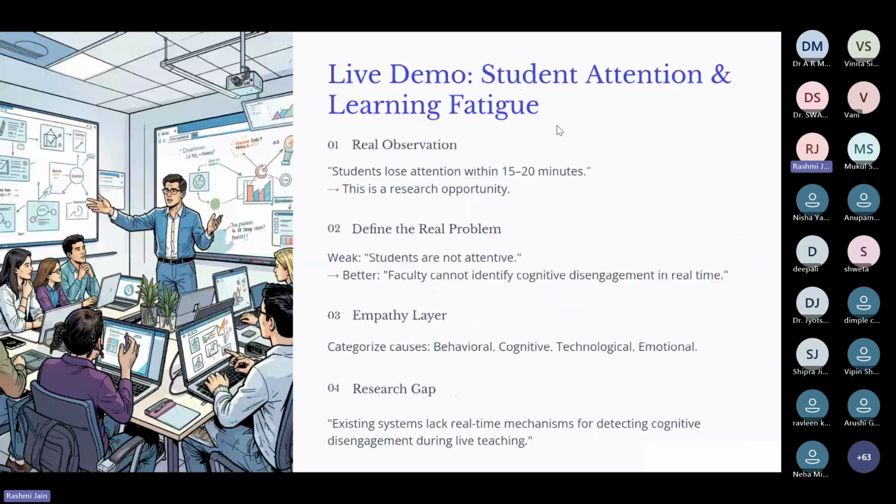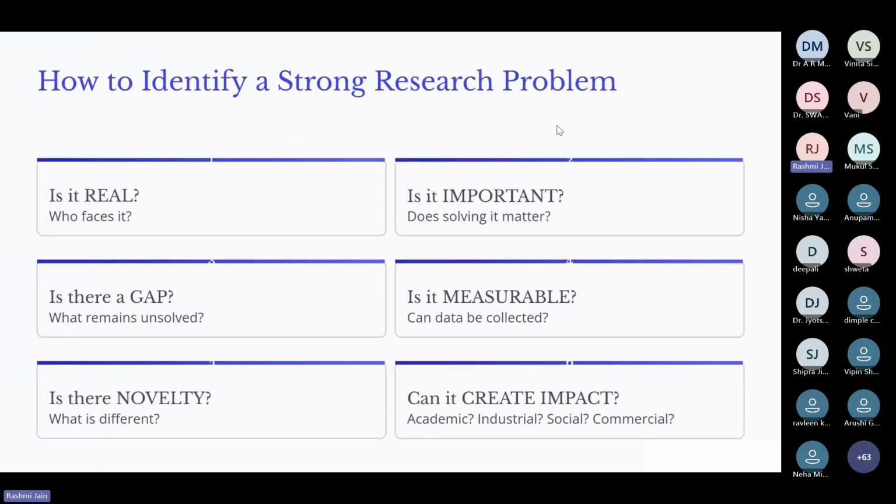So what we learned from this exercise is that how do we identify a strong research problem? Is it real? Who faces it? So it helps you identify your target audience. Is it important? Is it worth solving? While we were discussing our design thinking process yesterday, that was the point we discussed at the time of divergent thinking, that scale and severity. So is this problem severe enough? Is it impacting 10 people or 10 million people?